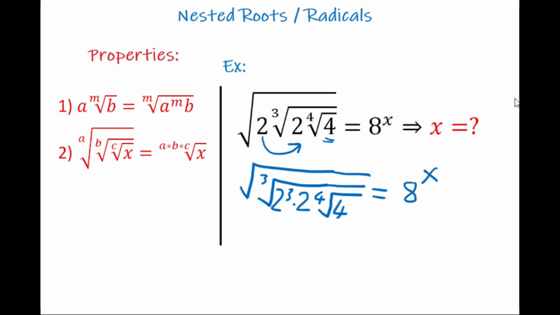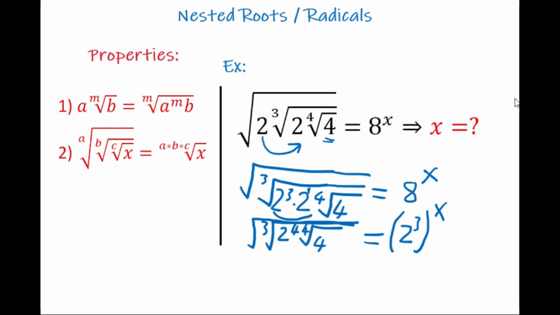So here we have 2 to the power of 3 times 2 to the power of 1. Because bases are same, we just add the powers. That means here we have 2 to the power of 4, guys. So the question becomes something like this: 2 to the power of 4, there is fourth root of 4, and there is third degree root, and there is another square root, which is equal to 8. You know that 8 can be written as 2 to the power of 3, to the power of x.